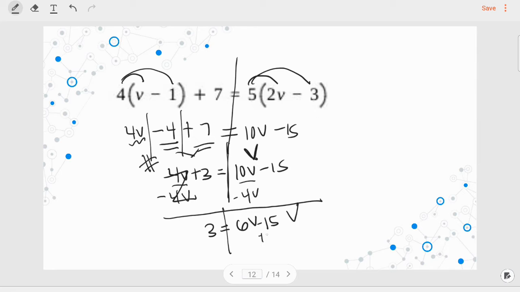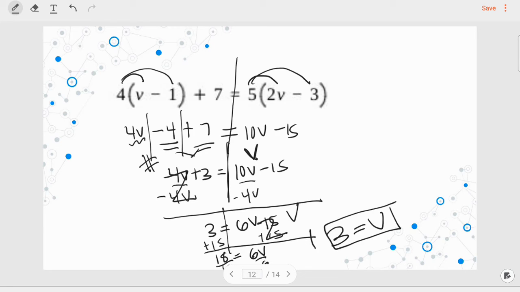Hey, how do I go about solving this? If this is my variable side, get rid of the 15: plus 15. 3 plus 15 is 18. Left with 6v, that zeroes out. Divide by 6, because that's multiplication, and 18 divided by 6 is a grand total of 3. So 3 equals v. There's my variable. This has one solution, and 3 is it.